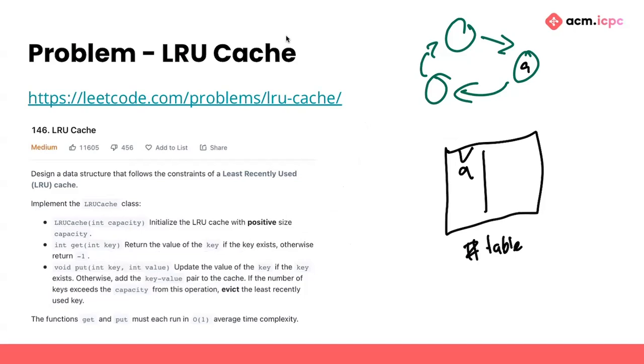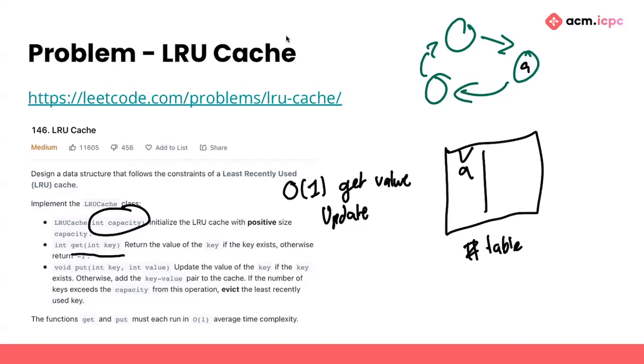The purpose here is to serve data, right? We're given a capacity, that's the maximum amount of data we can store. When we get a key, what are the things we have to do? We have to get the value in O of 1, right? Now this is simple, but there's one more thing we have to do. Since we just accessed it, we need to update the least recently used, right?